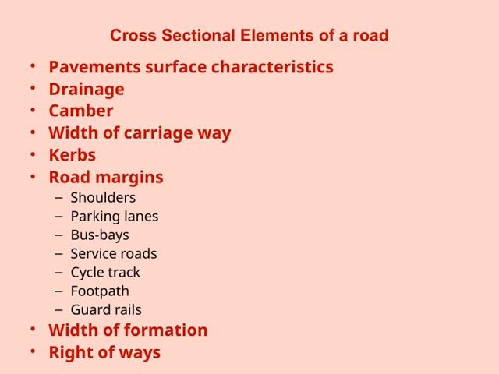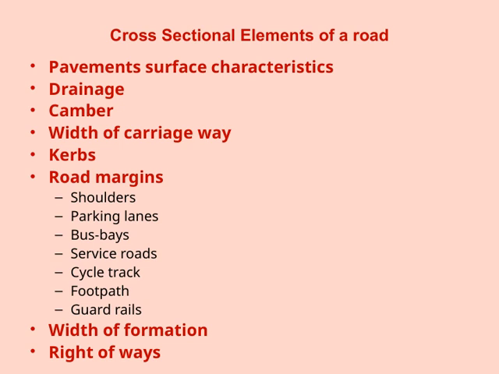Shoulders are the areas beside the carriageway, offering space for emergency stops or breakdowns, and they also support the edge of the pavement. Parking lanes are designated areas for vehicles to park safely without obstructing the main traffic flow. Bus bays provide dedicated space for buses to pick up and drop off passengers, improving traffic flow and safety.